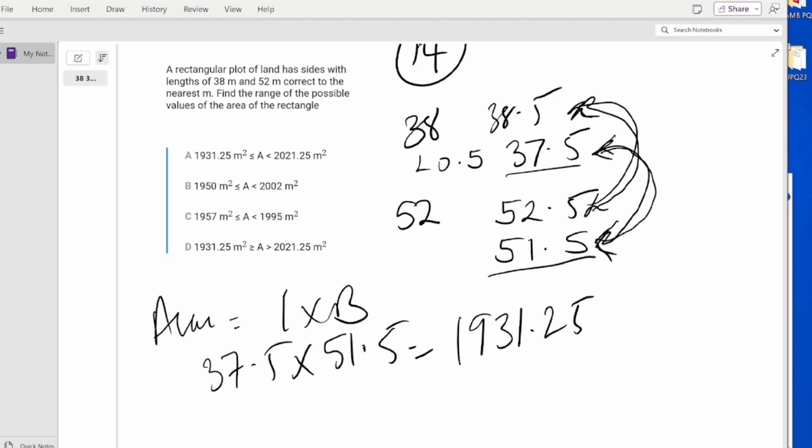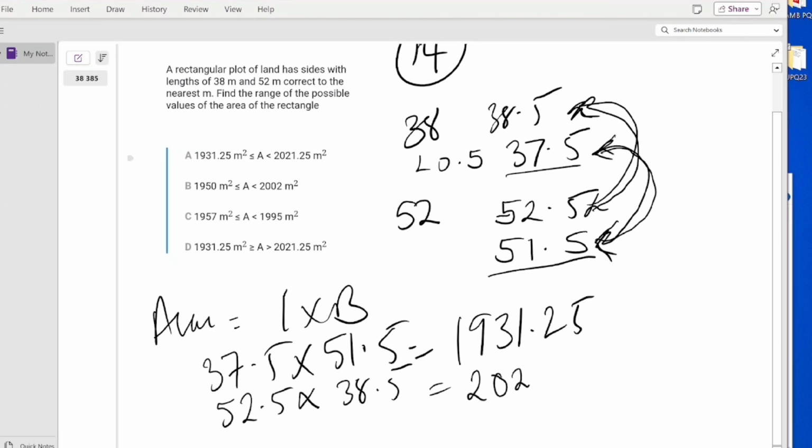And for the upper boundary, we have 52.5 times 38.5, which is 2021.25.